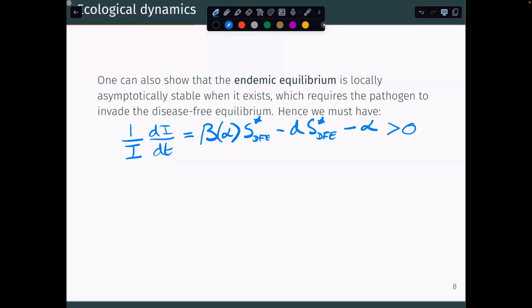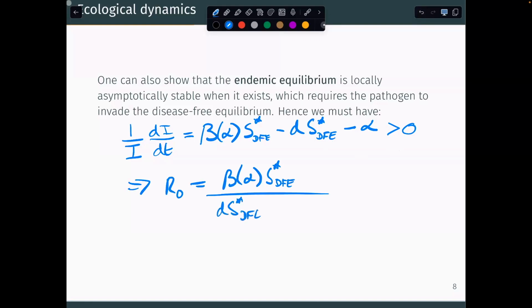Like I said, when our pathogen is able to invade, it turns out that this also means that our endemic equilibrium is stable. So we can do a little bit of rearranging here. Take these terms over to the right-hand side, divide throughout. We end up with R0 is equal to beta of alpha times S star at our disease-free equilibrium, divided by D times S star at our disease-free equilibrium, plus alpha.